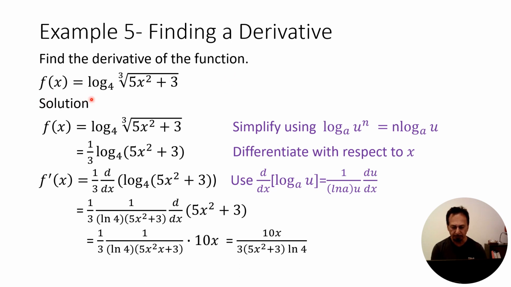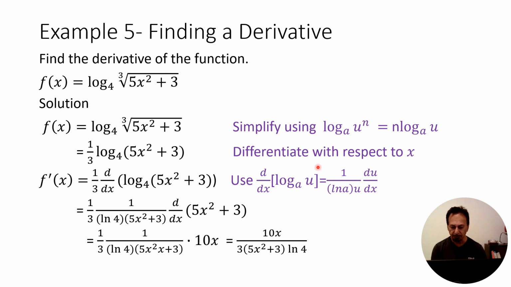Find the derivative of the function f of x is log of cube root of 5x squared plus 3 base 4. The cube root means the 5x squared plus 3 is to the power of 1/3. So we can simplify using log of u to the n base a is n times log of u base a. We can take the 1/3 power out and multiply log base 4 of 5x squared plus 3.